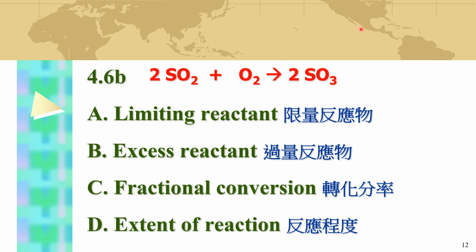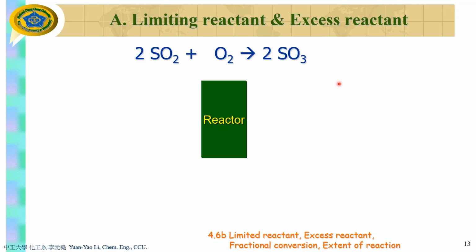So now the example, section 4.6b, we want to learn another 4 terms: A is limiting reactant, B is excess reactant, C is fractional conversion, D is extent of reaction. Let's use this stoichiometric equation as an example. The first one, limiting reactant and excess reactant.